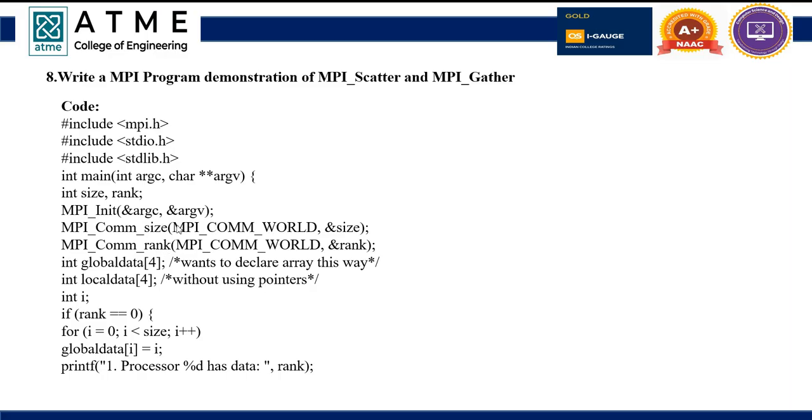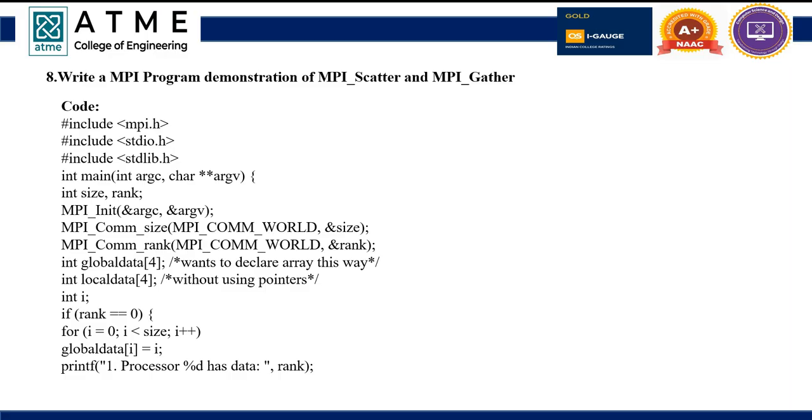Now get the total number of processes. So what is the total number of processes? That is indicated with the communicator size. And what is the rank ID? That is indicated with the communicator rank, which is the current ID of the process, the rank ID of the process.